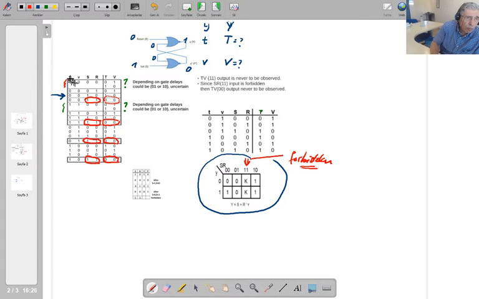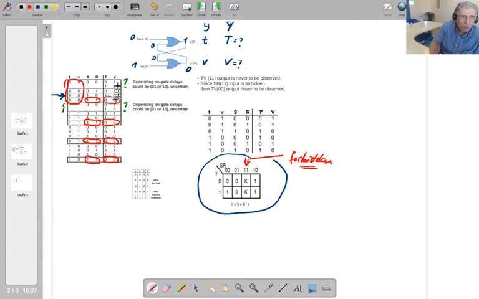So that means the small t and small v, these two, both of them 0, never happens. So that means this never happens, right? So I'm not going to observe this 1, 1 at all. So in this table, these lines, the red colored lines, are never to be observed.